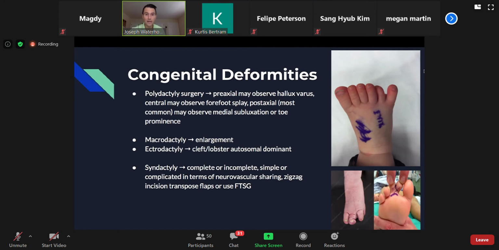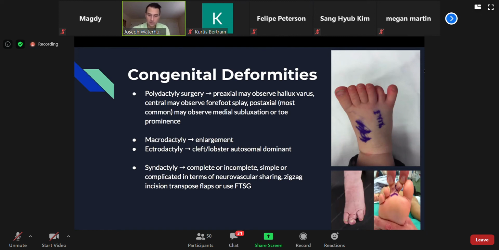So preaxial, as a result of your surgery, if you're addressing a preaxial polydactyly, you can observe a resultant hallux varus. Central, you might observe splaying of the forefoot in general. And postaxial, which is the most common type. Again, your most commons are going to be the things that you want to just hang on to. Postaxial is the most common form of polydactyly. You might observe medial subluxation of the toe or a prominent toe.